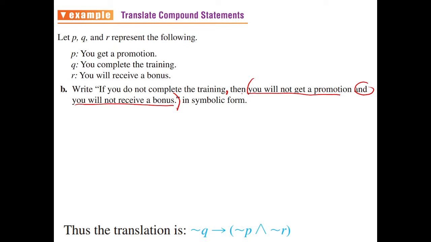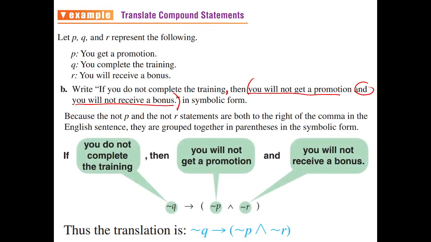So if I'm gonna be translating this, if you do not complete the training, that's a negation of Q because Q is you complete the training. Okay? Then, you will not get a promotion. That's negation of P. And you will not receive a bonus. That's negation of R. So, the translation is simply not Q implies not P and not R. So, this is how we translate sentences into symbolic form. Okay?